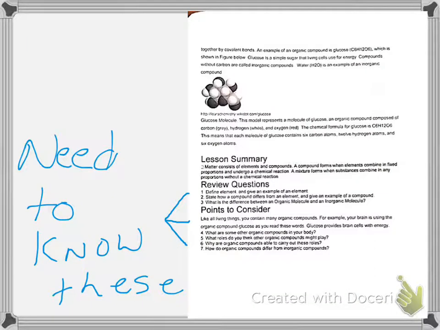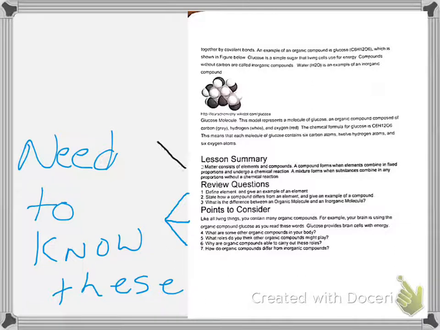And this is the last page of your reading. You need to know these questions. Define an element, give an example of an element, so forth and so on. So you've got 7 questions that you should be able to answer. Again, I'm not going over all of it because you should be reading along as you are viewing this lecture, or go back and view it as you're reading. But you really need to understand these.